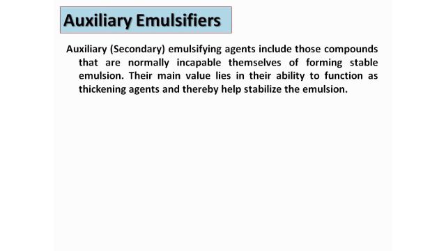But what is their function then? Their function, as the name itself says, is auxiliary. It means that along with the main emulsifier, they will act as an emulsifier. Their main value lies in their ability to function as thickening agents. So they thicken the dispersion medium, and by doing that, they stabilize the emulsion. There are a number of emulsifiers used as auxiliary emulsifiers, so let's discuss them in this given table.